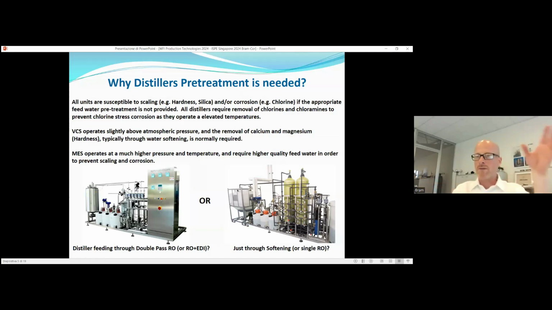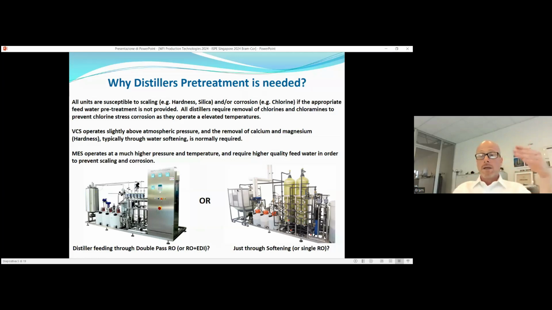So when we talk about membrane WFI, the pretreatment is more or less the same or the same that we have for the PW. When we talk about the distiller, we are talking about thermal machines. So the typical pretreatment changes a little bit depending on the technology that we are using, vapor compression distiller or multi-effect distiller.